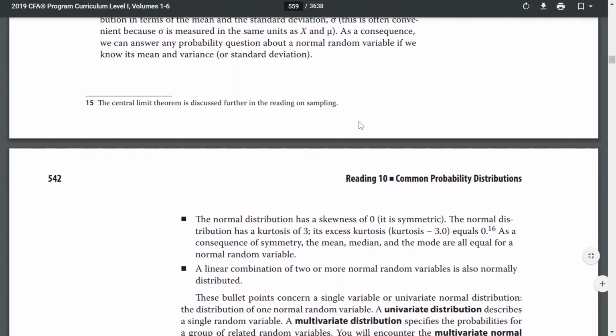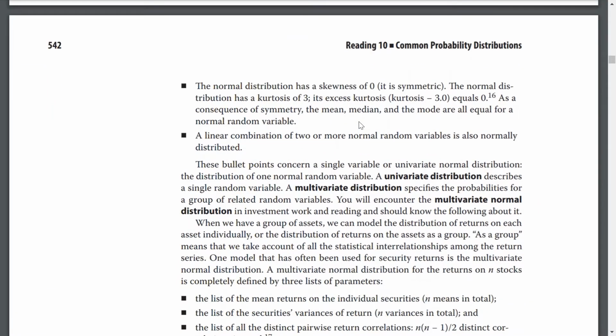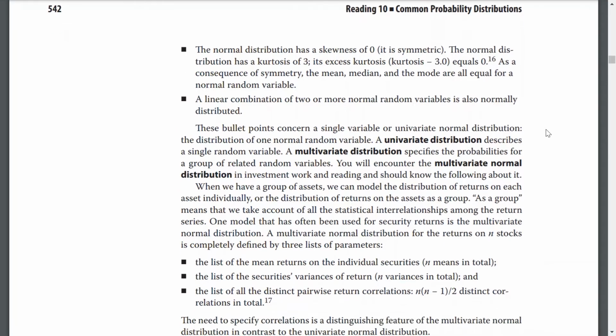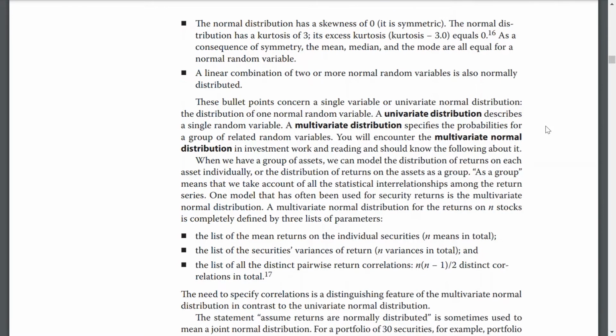As a consequence, we can answer any probability question about a normal random variable if we know its mean and variance or standard deviation. The normal distribution has a skewness of 0. It is symmetric. The normal distribution has a kurtosis of 3. Its excess kurtosis, or kurtosis minus 3, equals 0. As a consequence of symmetry, the mean, median, and mode are all equal for a normal random variable. A linear combination of two or more normal random variables is also normally distributed.